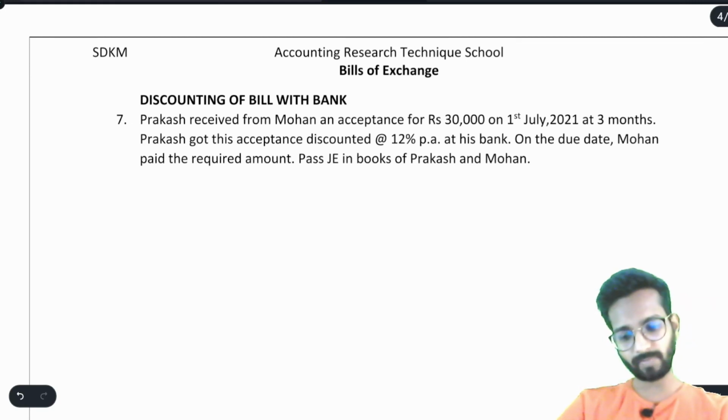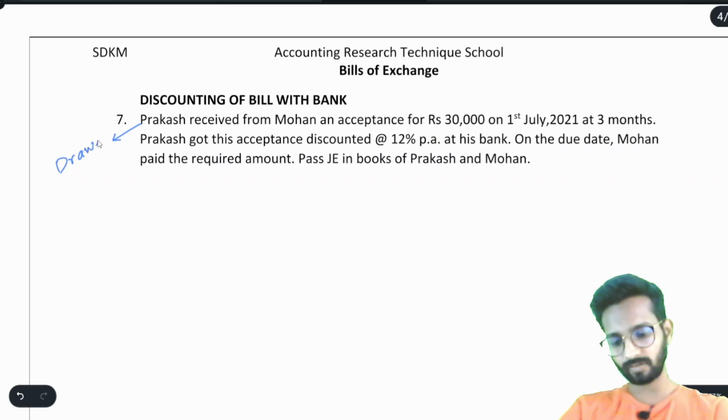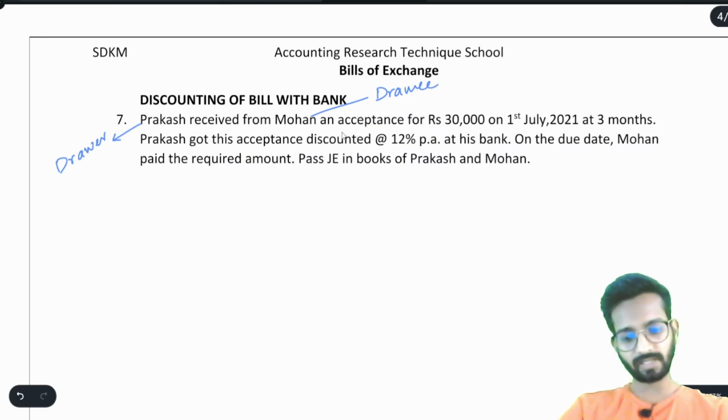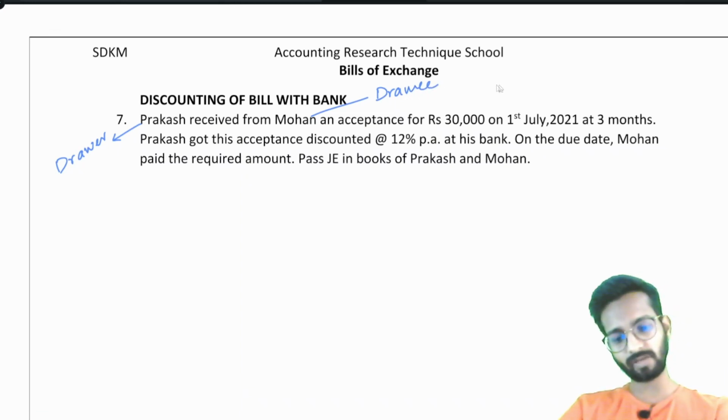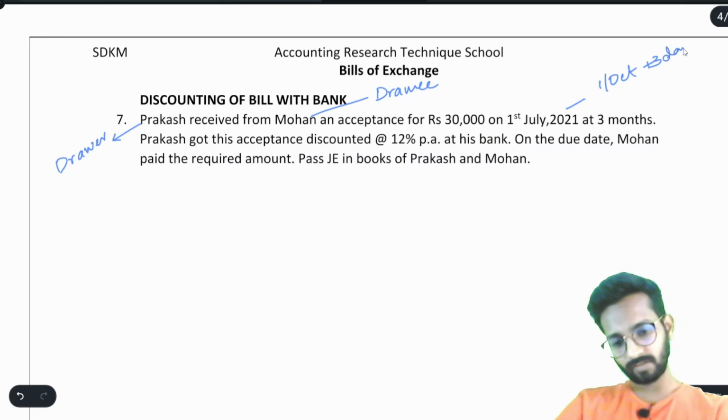Discounting of bill. What is happening? Prakash received from Mohan an acceptance for rupees 30,000. So understand, Prakash received the acceptance. It means Prakash is your drawer. Mohan is the drawee, because he has accepted for rupees 30,000. This is your bill amount on 1st July at 3 months. At 3 months means July, August, September, October. So 1st October plus 3 days. So the bill will be due on 4th October.